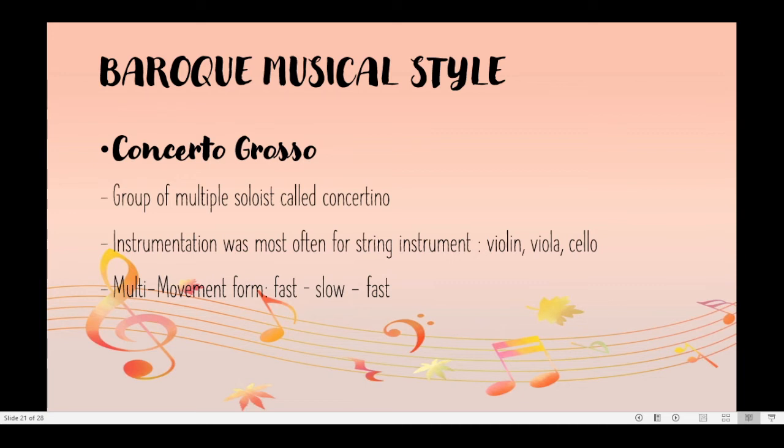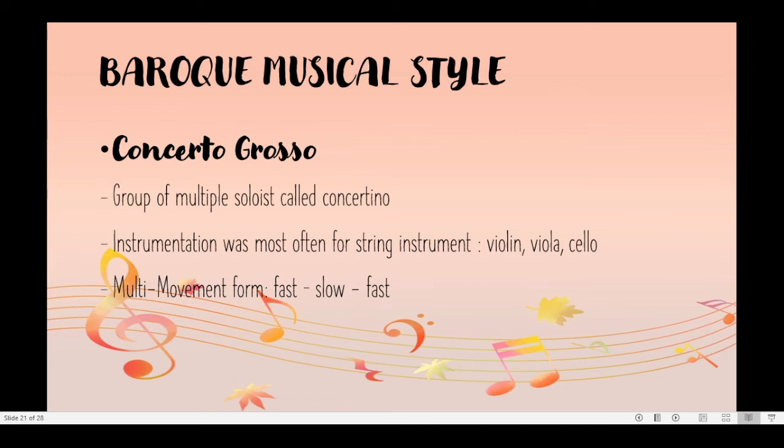One of the characteristics of a solo concerto is the soloist's brilliance and technically demanding passages. The soloist is accompanied by a large group of musicians that they call ripieno. The concerto grosso, on the other hand, consists of a group of multiple soloists that we call concertino, together with the accompanying ripieno. Ripieno means a larger group of musicians; concertino means multiple soloists.